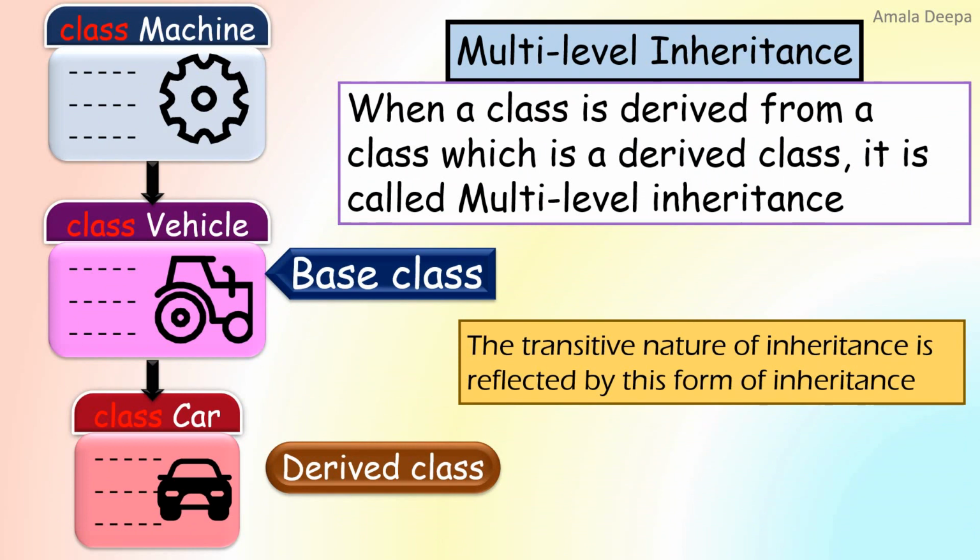The transitive nature of inheritance is reflected by this form of inheritance. Class vehicle inherits properties of class machine, which in turn are inherited by class car. This is the meaning of transitive nature of inheritance. Class car is more power-packed because it has inherited functionality of class machine as well as class vehicle.